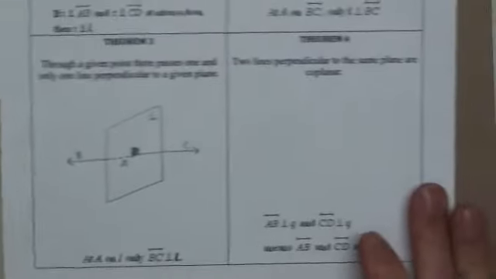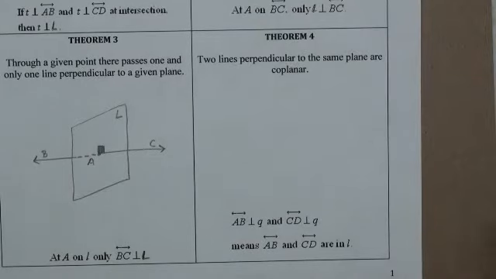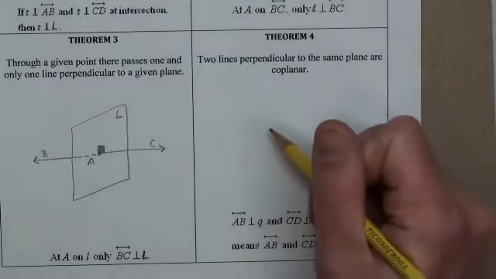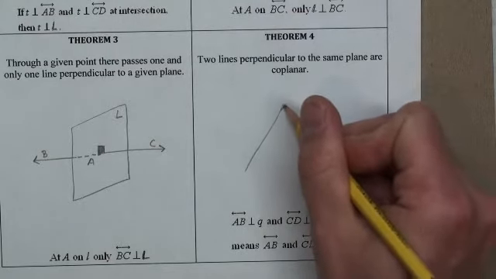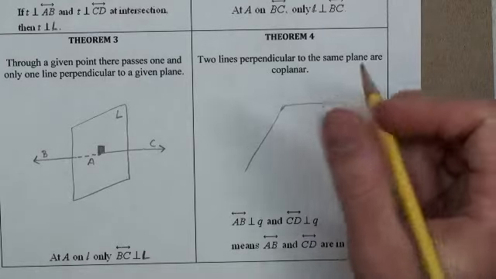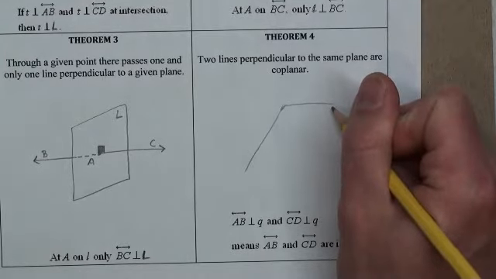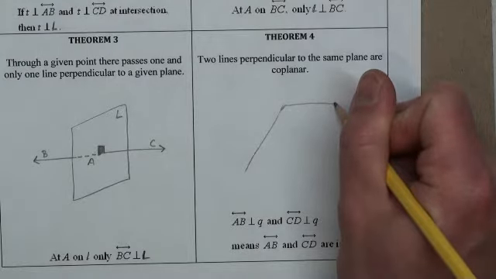Okay, let's go to theorem 4. Two lines perpendicular to the same plane are coplanar. Okay, two lines perpendicular to the same plane are coplanar. Alright, so here's how we're going to draw this picture. If we have a plane, let's draw it like this. Okay, what we're actually going to be drawing here is two planes, so you're going to have to follow me very closely on this one.